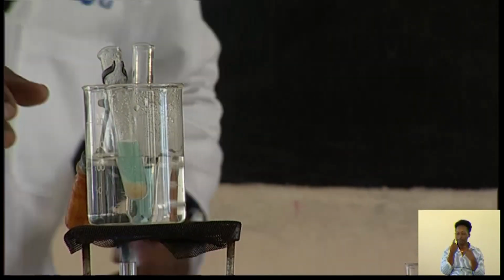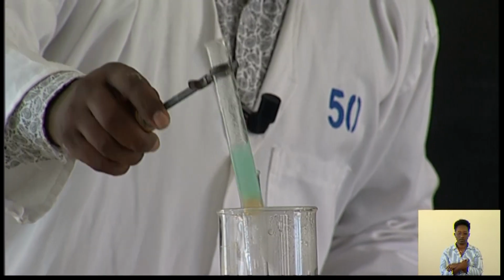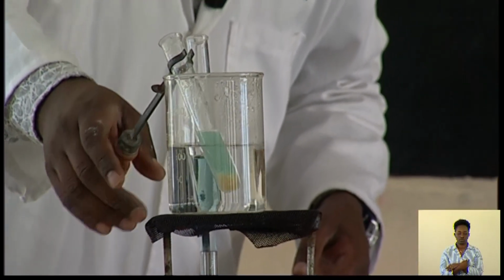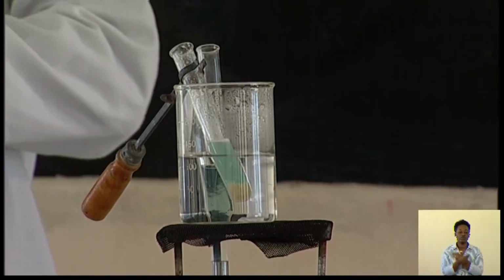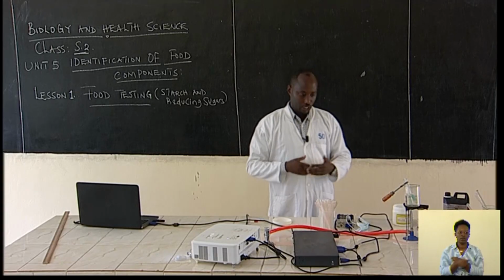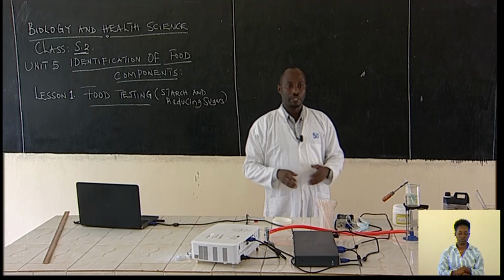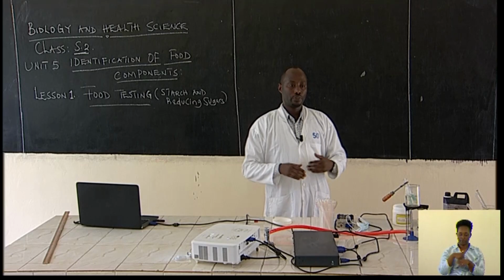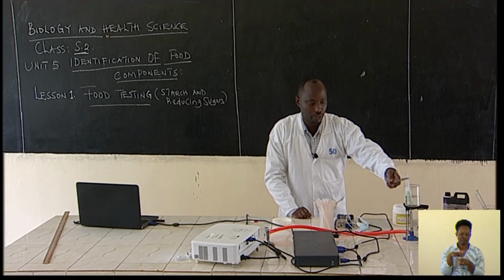Color changing is very important. That is the important thing: to see the color changing from one color to another color. That will show you that the food contains the presence of reducing sugars.